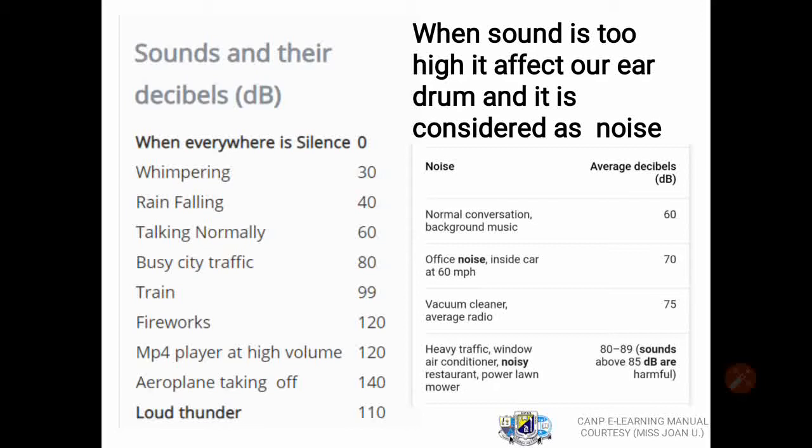But when rain is falling, it's 40 decibel. Talking normally, like I'm talking to you, is around 60 decibel. A busy city where there is traffic is about 80 decibel. A train, if you have not seen a train before, at least you've watched a movie where you see the train. If the train is about to move, you hear one noise, right? Or if it passes by, you hear the noise that accompanies it. That sound or noise, because it's too high, is 99 decibel. Fireworks is 120 decibel.